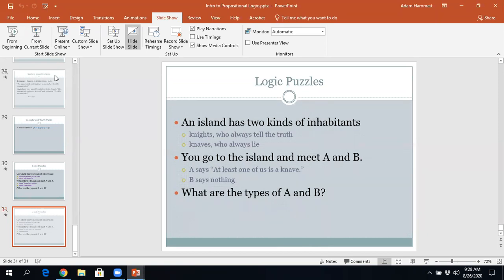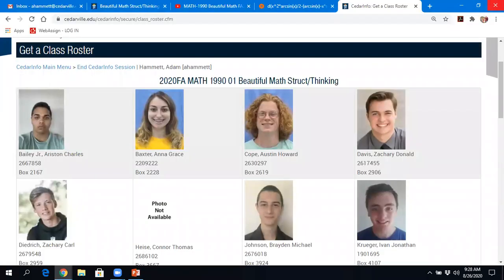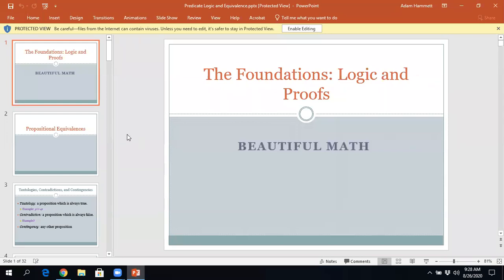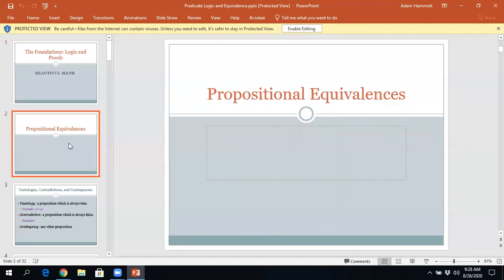So I would challenge you to think about that. It's a good one. I love logic puzzles. I hope you do too. Any questions on that before we move on?